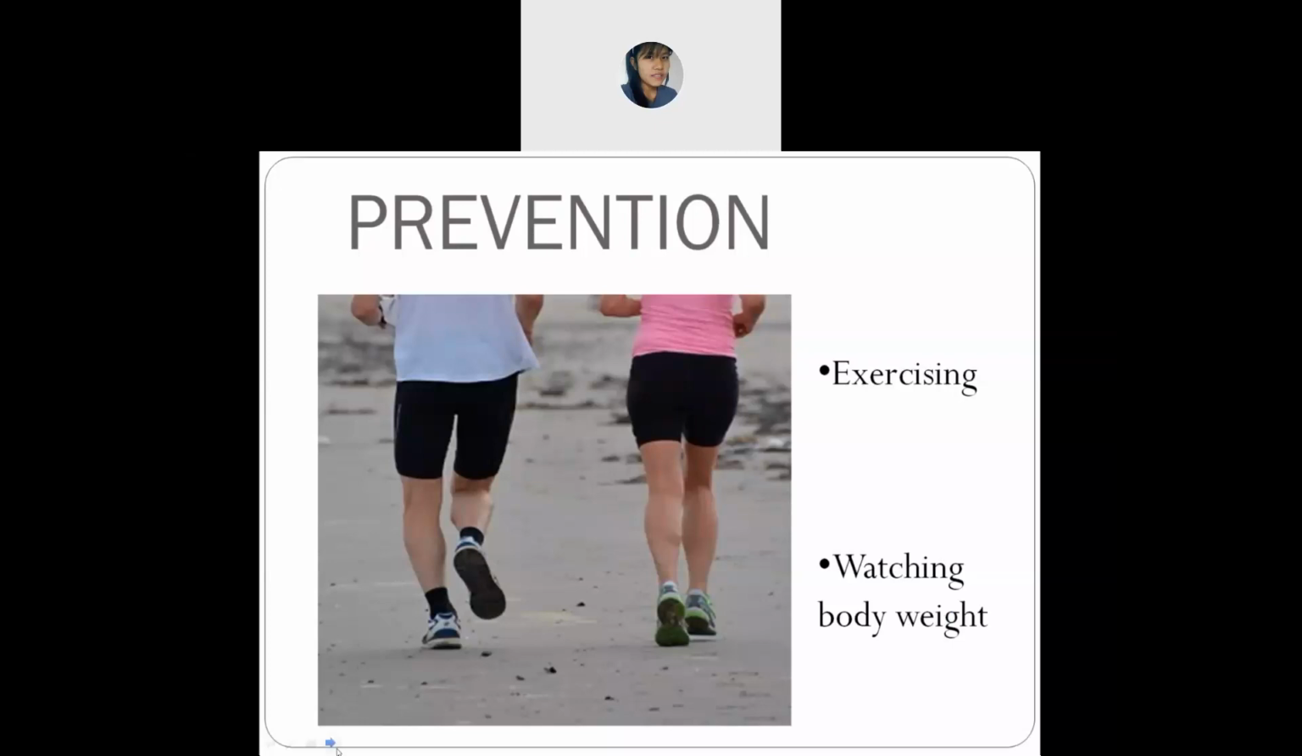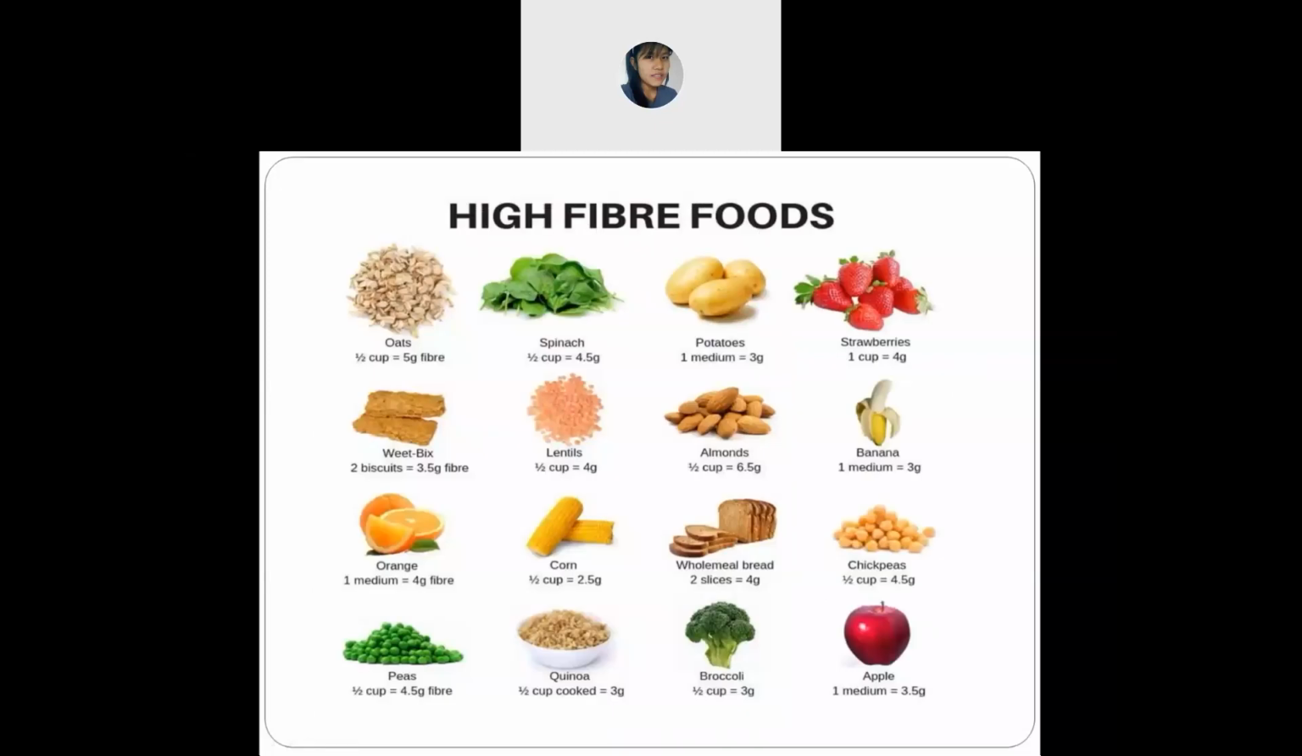Next, they should have a high fiber diet, and a high salt diet should be avoided. So what are the high fiber rich foods? Like oats. I hope everybody knows what oats are. Then spinach, potatoes, strawberries, Weetabix, which is like a thin biscuit made of wheat. Next is lentils, mostly dal, like moong dal, all kinds of dal.